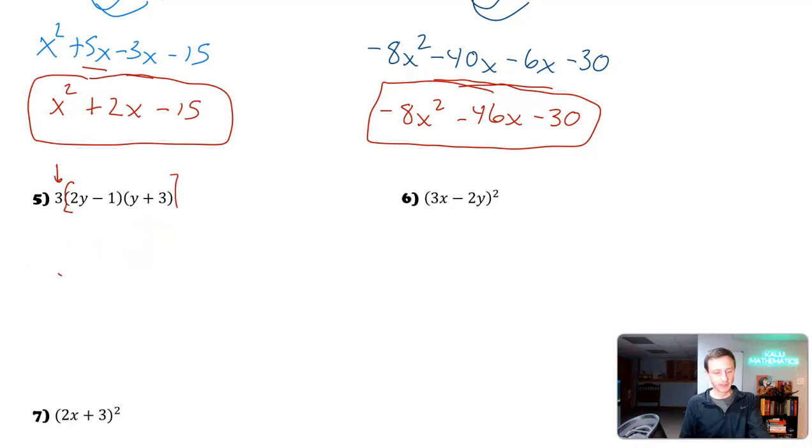So let's go ahead and take care of that. I'm going to do the 2 binomials together. Don't forget about the 3 though. So I'm just going to put 3 and then put a bracket here. So 2y times y is 2y squared. 2y times 3 is going to be 6y. Negative 1 times y is going to be negative 1y, because negative 1 times 1 is negative 1. And then negative 1 times 3 is negative 3.